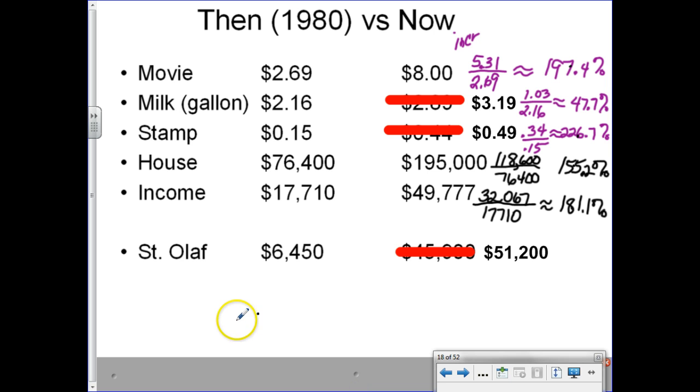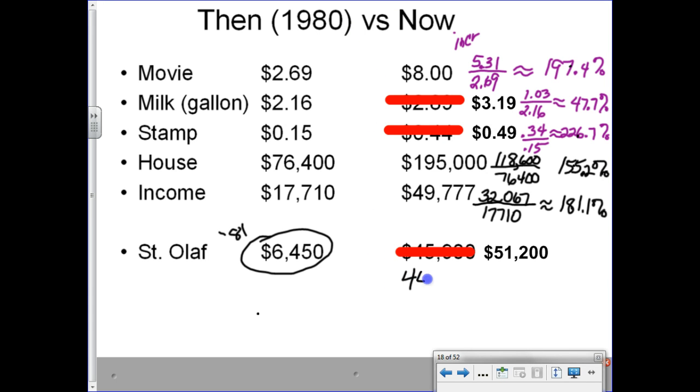Let's talk about college. Now, granted, I went to a private school. My first year of college, and actually this would have been in the fall of 1981, my tuition and room and board was $6,450. This year, 2014-15, the comprehensive fee there is $51,200. So go ahead and figure out, first of all, how much the change is from $51,200 minus $6,450.